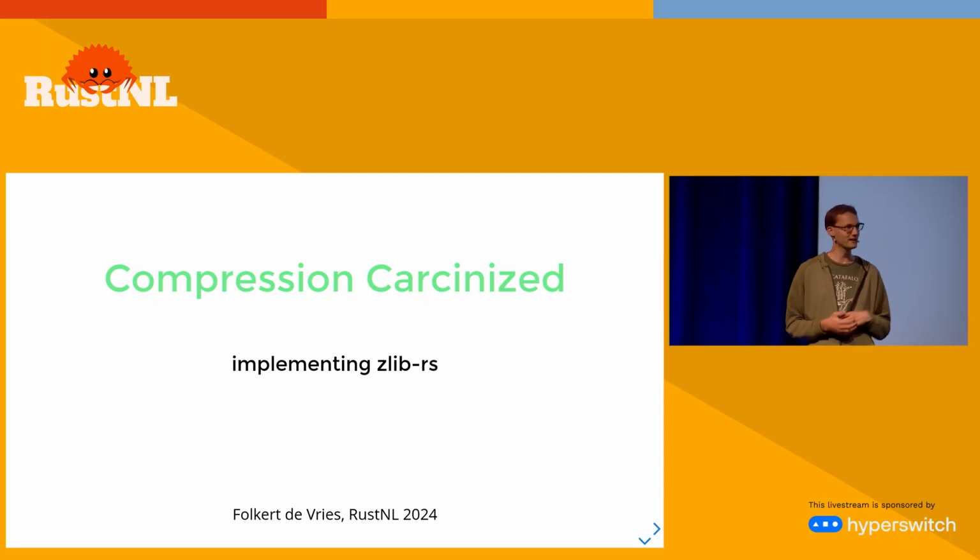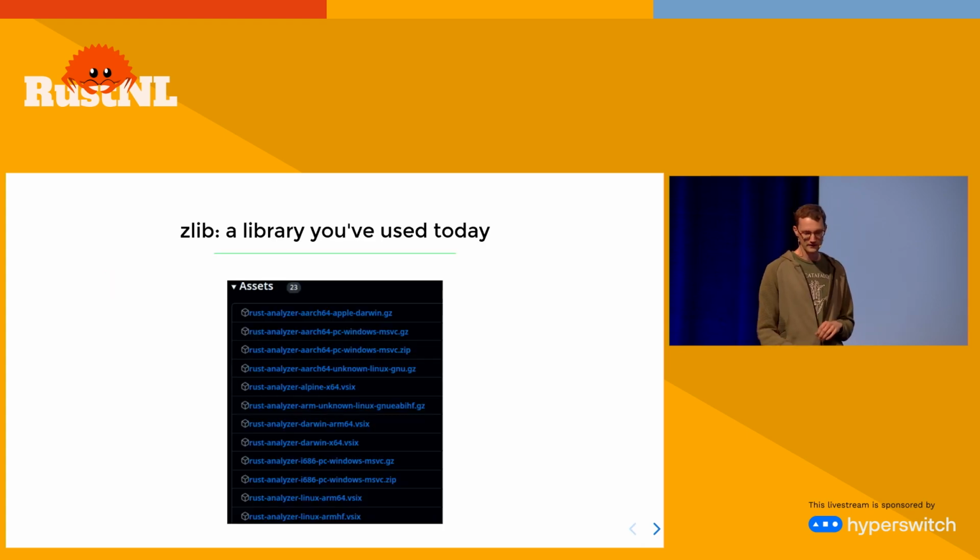Well, as the name implies, it is a Rust implementation of a thing called zlib. And zlib is a library for compression, in particular for dealing with the gzip compression format. It is a very widely used format, and therefore zlib is used in a lot of places.